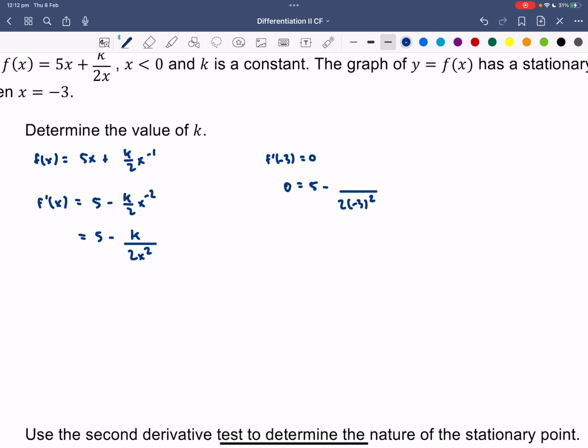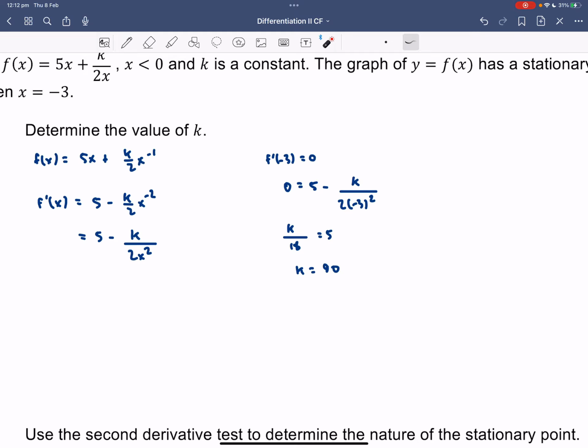That's not a -3, that's a k. Okay, 0 equals 5 take k on 2x squared. F dash at -3 is that. That's easier. So basically we have k divided by 3 squared, 18 is 5. K is 90. Okay, k is 90, and that seems pretty good.